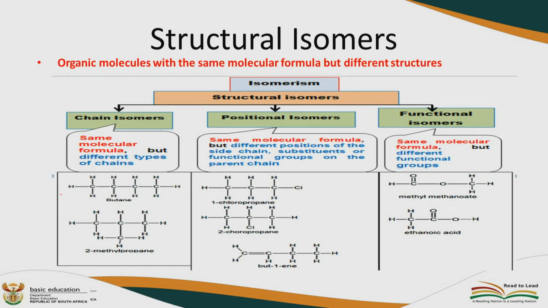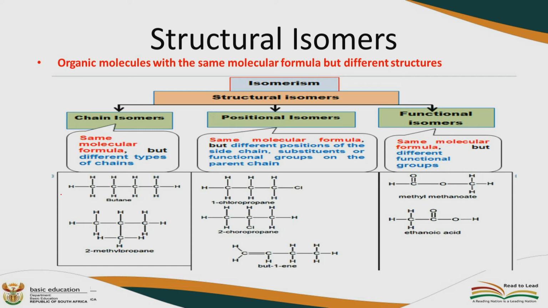Now, we have what we refer to here as structural isomers. Remember when we started, we said we are having molecular formula and structural formula. We said there are 3 formulas we must know: the general formula, molecular formula, and structural formula. So what we are saying here is that when you are given a structure, you must know its molecular formula and its structural formula.